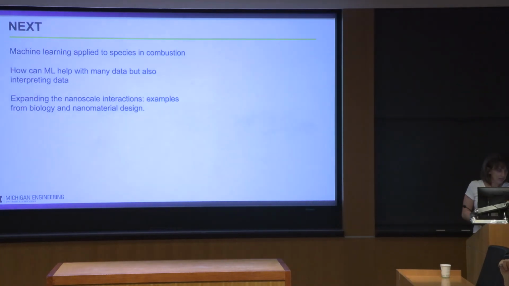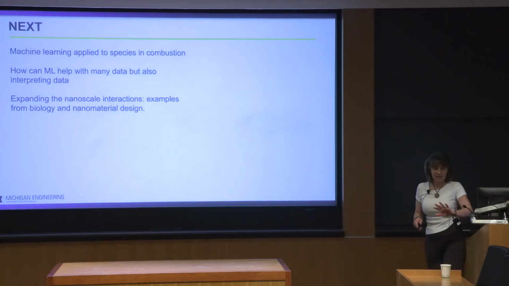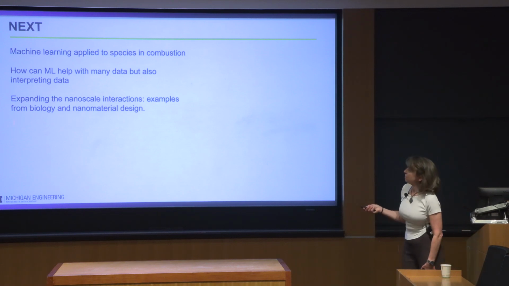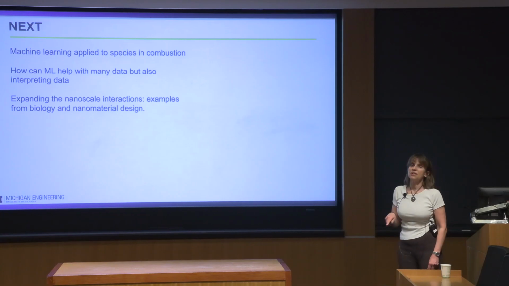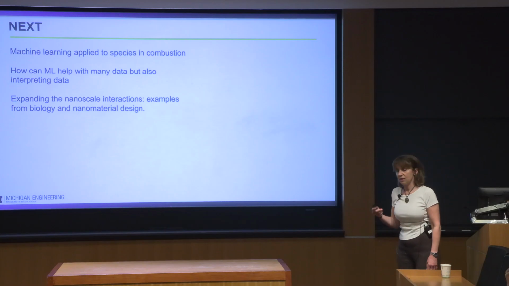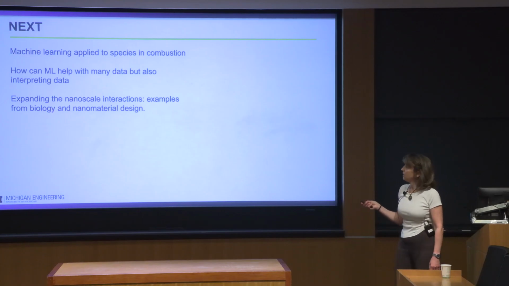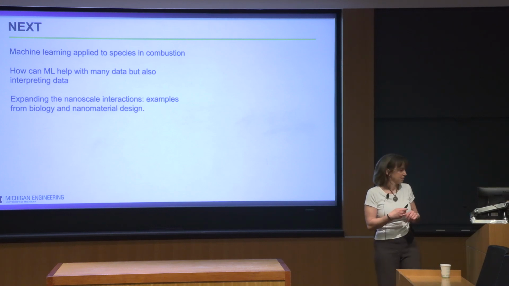So what are we going to do next, after we take a 5 minute break here, is look at some machine learning, and then some applications in combustion. Specifically, I want to talk about how machine learning can help with the many data, but also how it can help interpret data. So not just machine learning as a black box, but something that can help us understand what's happening. Then I will try to expand to nanoscale interaction, and give you some biology and nanomaterials design examples.